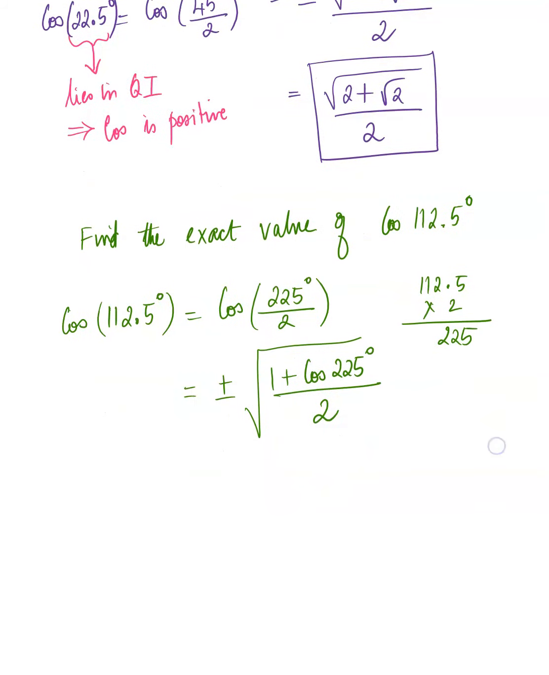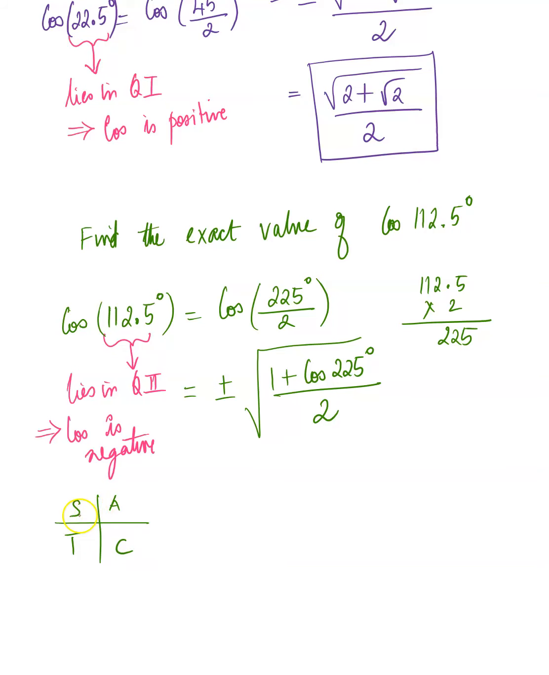Okay. Now for the plus or minus, let's make the decision right here. You know, 112 degrees, which quadrant does it lie in? It lies in the second quadrant because it's more than 90 degrees and less than 180 degrees. And in quadrant 2, cosine is negative. Right? All silver teacups, remember that? Or all students take calculus. So in the second quadrant, only sine is positive, so cosine is negative. So we choose the negative out of the plus or minus.